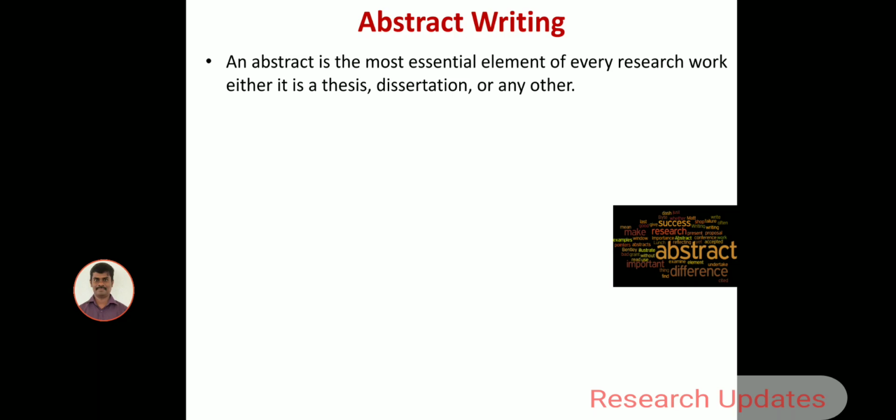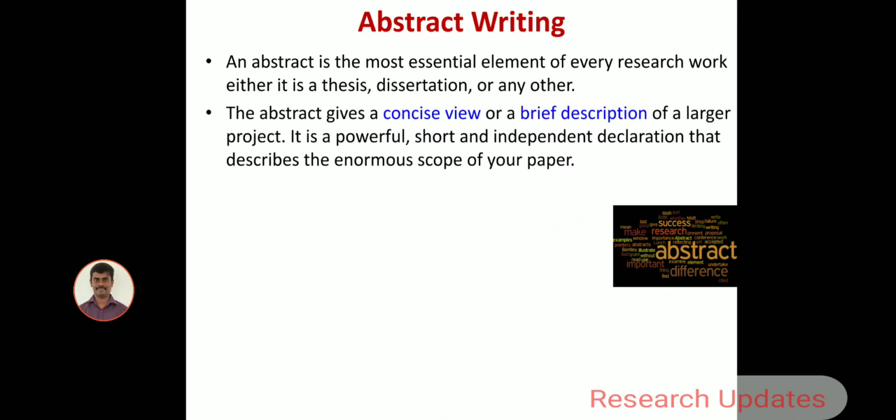What is abstract writing? An abstract is the most essential element of every work, either it is a thesis, dissertation or any other work. The abstract gives a concise view or a brief description of a larger project, and it is a powerful, short and independent declaration that describes the enormous scope of your paper.